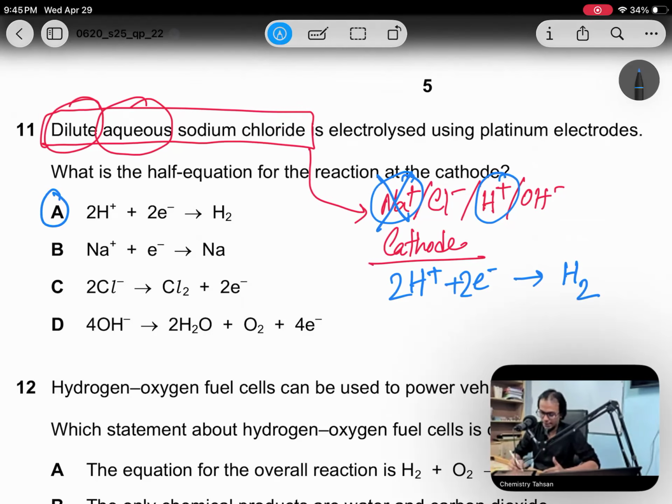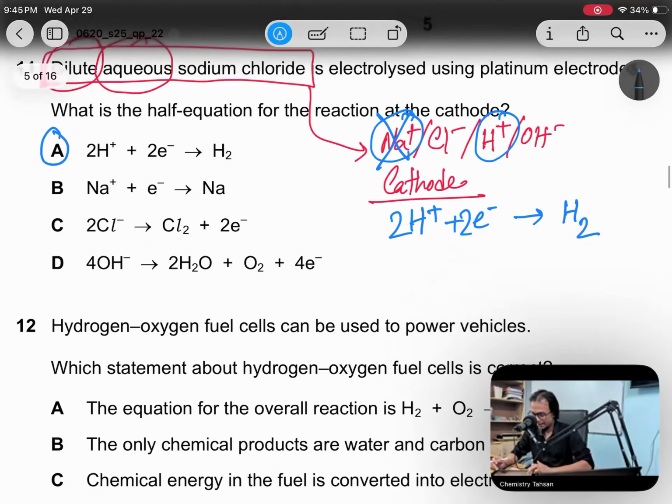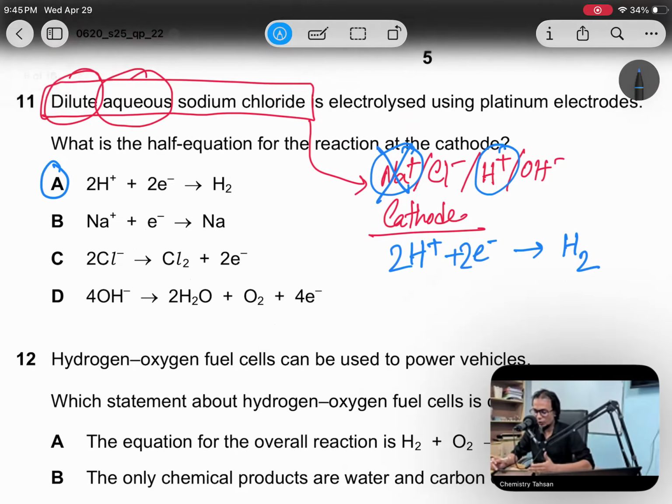So A should be the only correct answer. Right? So see, they're giving very complicated molecules. This chloride and hydroxide will never go. Sodium ion will never go, as I said, the reason.